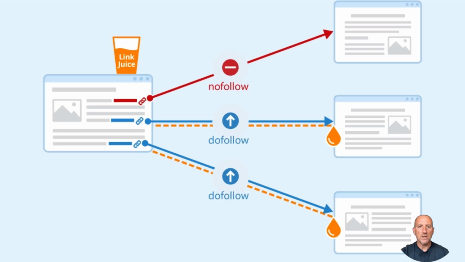No follow links tell the Google bots to stop and not proceed. You want to get as many high quality do follow backlinks as possible from high domain authority websites while at the same time targeting no follow links. A mixture of both is natural. Do follow links are simply more beneficial.